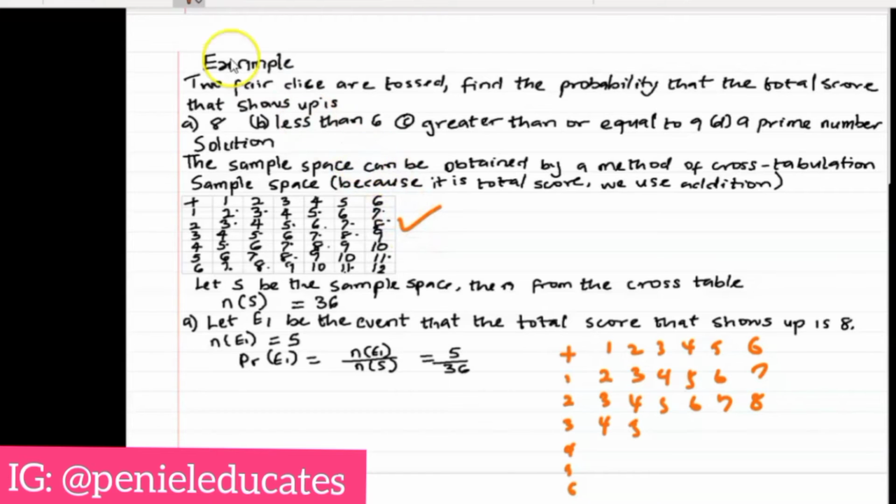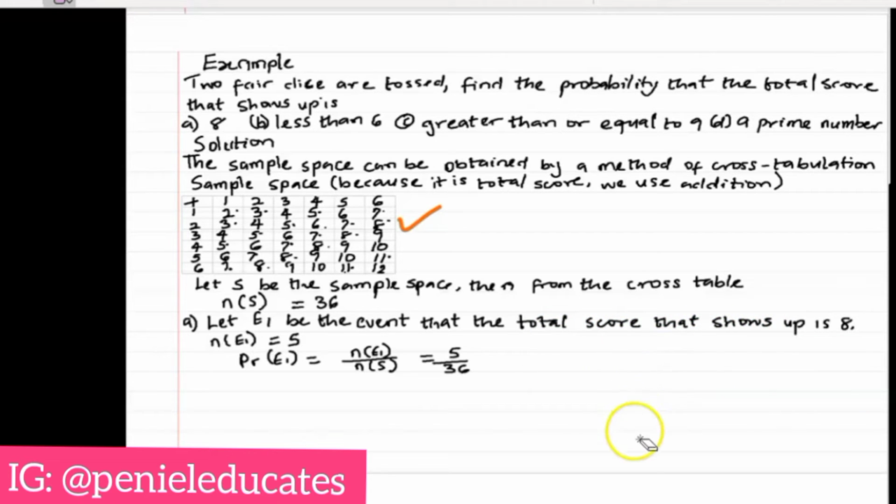Now, let us look at the probability. We are talking about the addition, that is, the total score that shows up means the addition. We're saying that we want to find the probability that the total score that shows up is 8. So let us look at the scores that show up as 8. We have in this line none, in this line none.